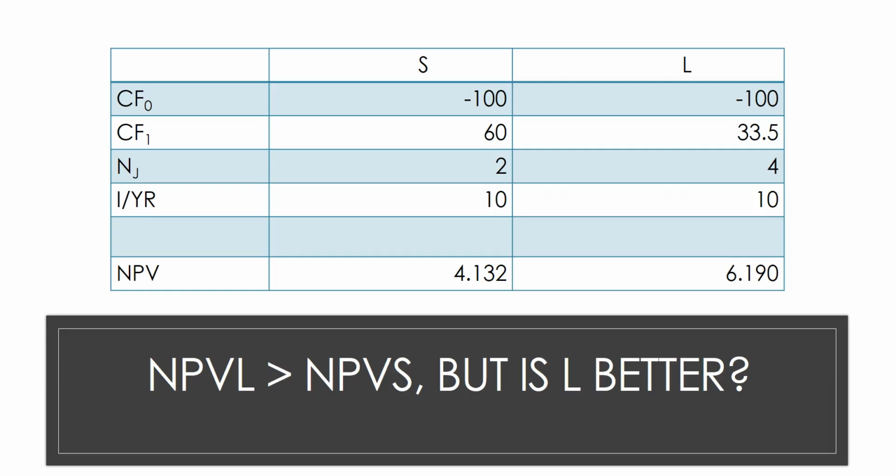So if we were to calculate the net present value of the two projects, we would see that the long project is better as stated. But is it really better? Because we're not making an apples to apples comparison. We're making a comparison on two projects that are drastically different. So even though the net present value is stated higher, we need to make sure that that is actually true.